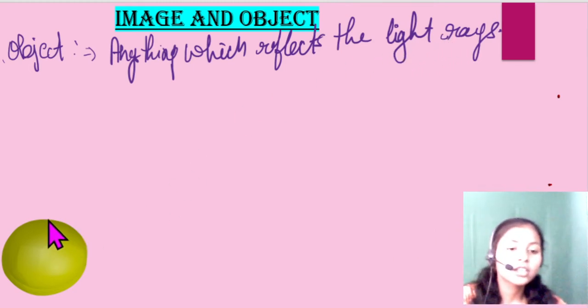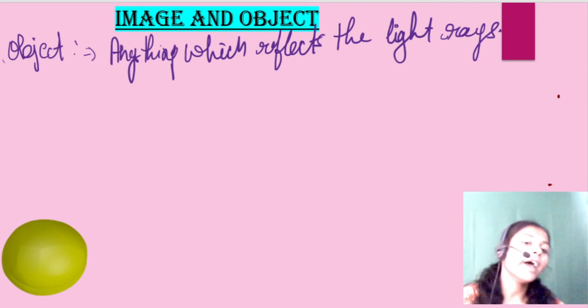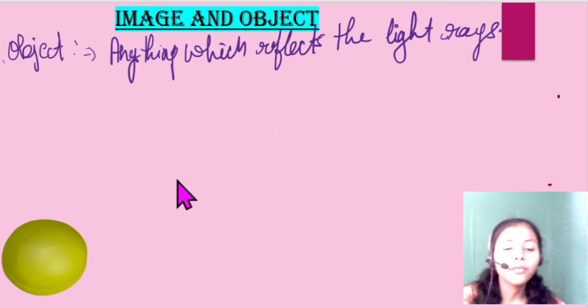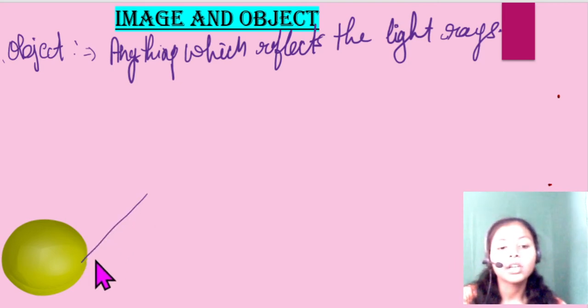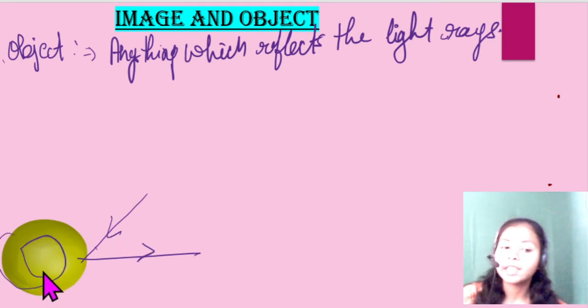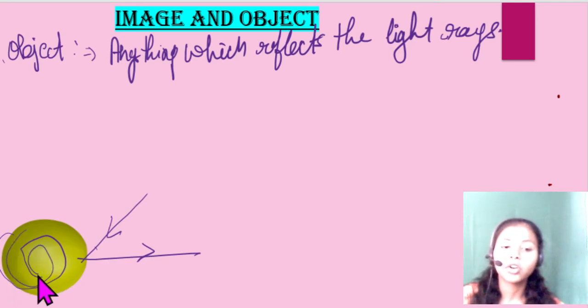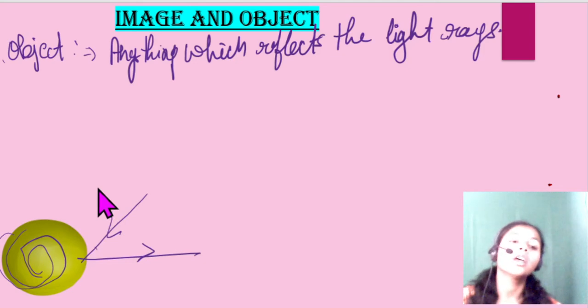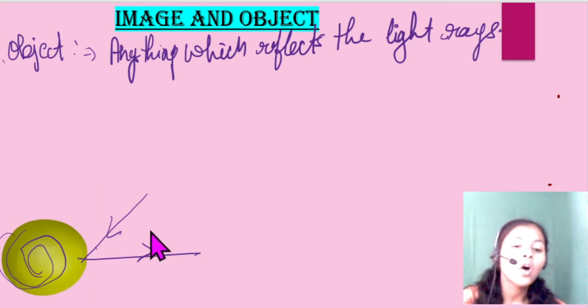Here you can see this is a ball, and if we put light rays on the surface, it will reflect back. So we can tell that this is an object. We cannot tell it without seeing whether it is reflecting or not. You have to see first that the object is reflecting the light ray or not, then you can tell that it is an object.